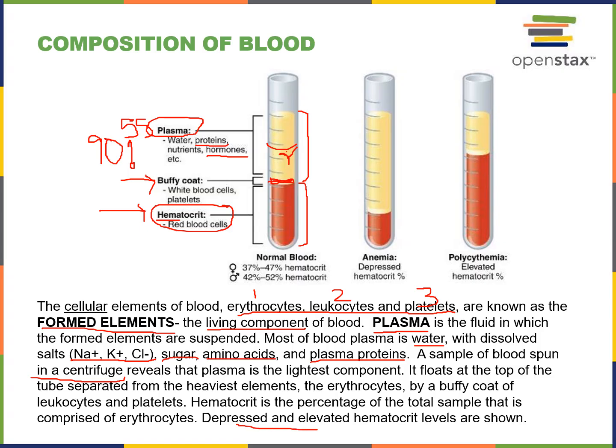So depressed and elevated hematocrit levels are shown. So here is someone who might be anemic. We probably all have heard this word, you know, if you're anemic. Bear in mind that there are different types of anemia. But the word anemia is kind of the umbrella term for many of those different conditions, but they're all related to the fact that since red blood cells carry oxygen to tissues and cells, if we're anemic, we do not have the oxygen arriving at cells.